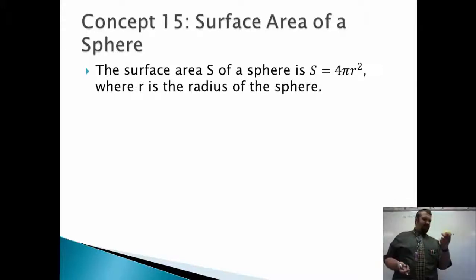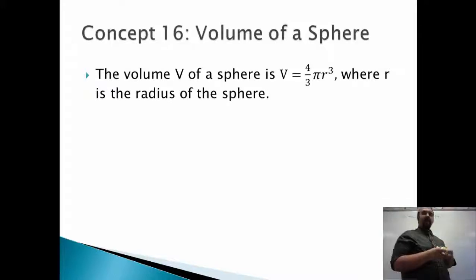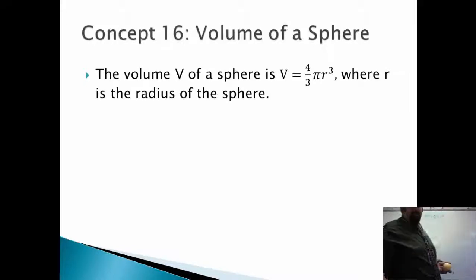Wait, to find the surface area, all I need is the radius? Yeah, that's awesome. And also, the volume of the sphere, what we found is how much stuff could be contained within it, is 4/3 pi r cubed. Again, r is the radius. So if you know the radius or the diameter of this object, you can find its volume, how much stuff it can contain, and how much material is needed to create it, its surface area.